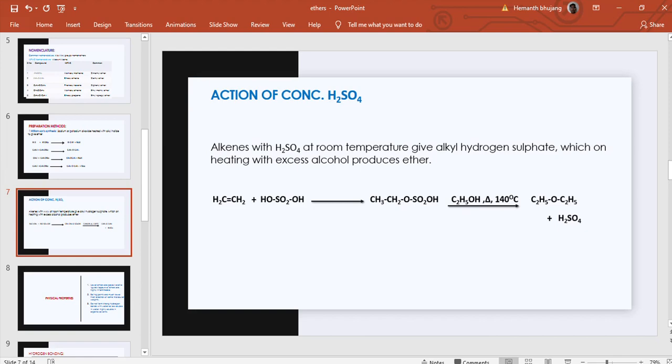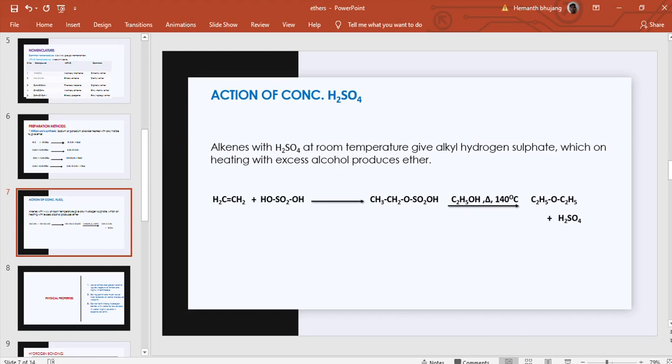So this sulfuric acid, H2SO4, ionizes to give H+ and HSO4-. Here hydrogen is added to one carbon and the HSO4 is added to the other carbon. Once the hydrogen is added, this becomes CH3, then CH2, then OSO2OH. This is the addition reaction, which is nothing but the electrophilic addition reaction.